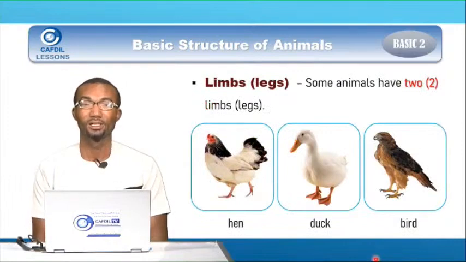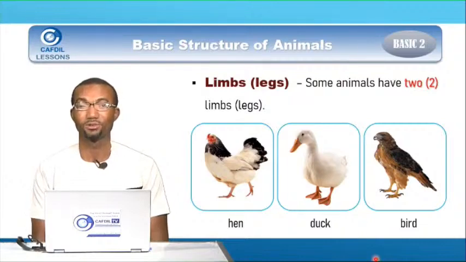Now, Kate, when you talk about the legs, some animals have 2 limbs or legs. An example is the hen, the duck, and then a bird. So all birds have 2 legs. So the hen, the duck, and bird, they have what? 2 legs. So some animals have 2 legs.